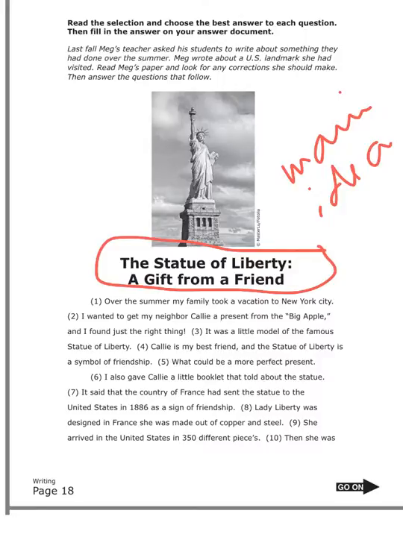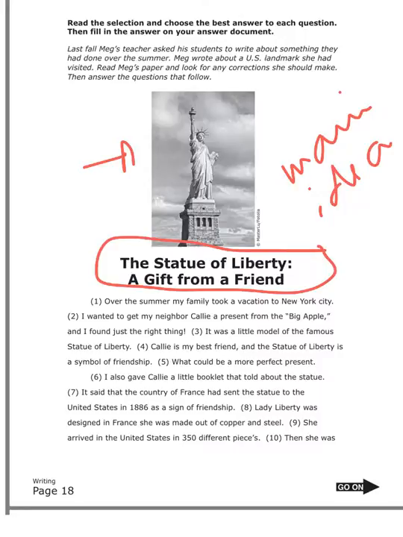You don't need predictions, you don't need inferences, you don't need any of the higher level thinking skills that we use when we read. The only thing that you're going to do is understand what it is about. So, the Statue of Liberty, a gift from a friend. That's what we're going to be talking about. And they even put a picture in there. I think they're going to tell me something about how the Statue of Liberty got here in the States.